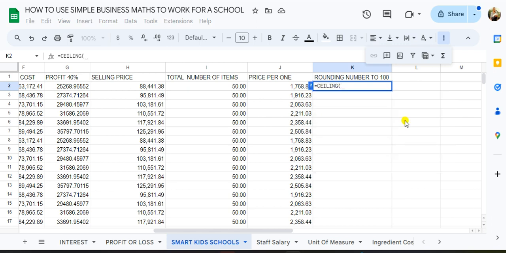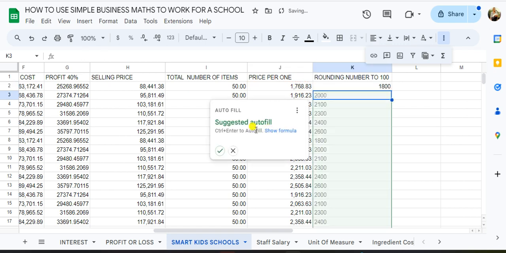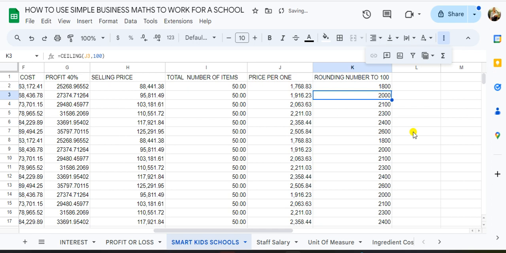Like I said, you can round up to 10, you can round up to 100, you can round up to 20, anyone you want. So we click on the price per one, the first one, then we do comma, then we write 100, then close the bracket, then we press enter. You see, so now each student will pay 1,800 instead of 1,700 and something. This one will pay 2,000 instead of paying 1,900 and something. You understand me?